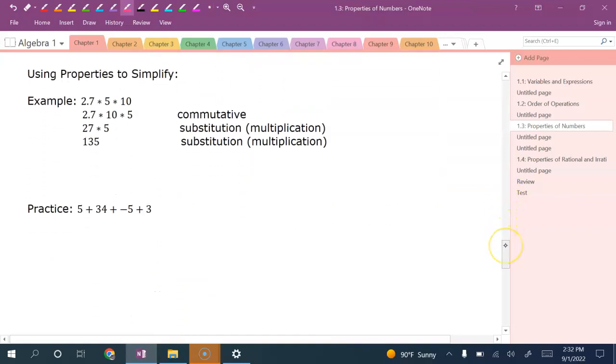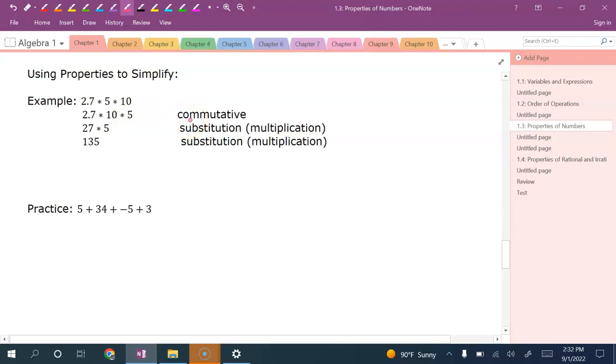All right, these next couple of examples are going to want us to simplify by using order of operations, but then also being able to justify what we did by using those properties that we've been talking about. So this first example, I start with 2.7 times 5 times 10. Now the first thing I did in this one is I switched the 10 and the 5 around using the commutative property, because that says that you can move numbers around if you would like to.